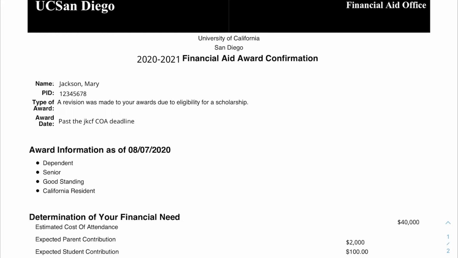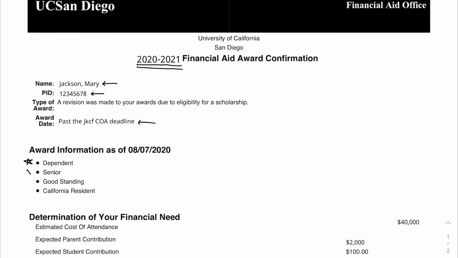Your confirmation letter should have your correctly spelled name, your identification number from your school, and the award date. And the award date should be of the year that you're filling out the form. The award information will tell you if you're dependent, which means you're under 24 years of age, or if you're independent, which means you're over 24, and there's other reasons you could be independent, but you will know those reasons.